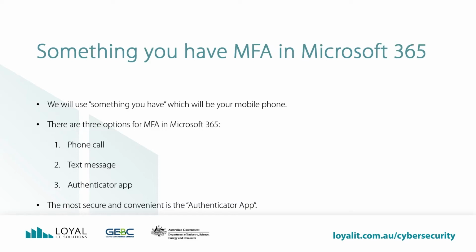This how-to video will show you how to set up multi-factor authentication in Microsoft 365. We will use something you have, which will be your mobile phone. There are 3 options for multi-factor authentication in Microsoft 365: phone call, text message, or Authenticator app. The most secure and convenient is the Microsoft Authenticator app.